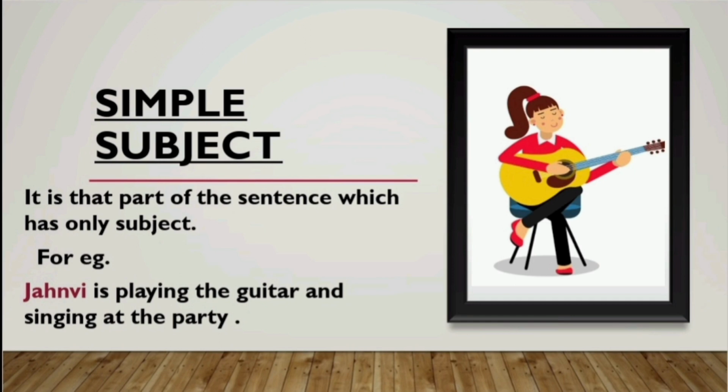Have a look at this example here. Janvi is playing the guitar and singing at the party. So, Janvi is the subject, right? It is a simple subject. It is without any other word. So, it is a simple subject. A simple subject is one which only has that particular subject, not with any other word or modifier whatsoever.